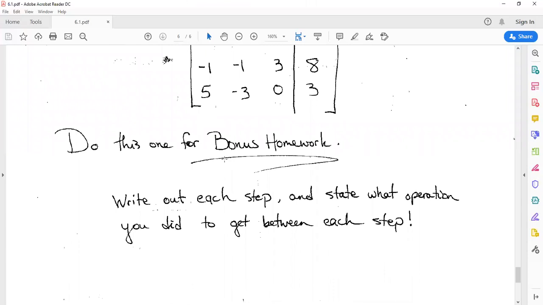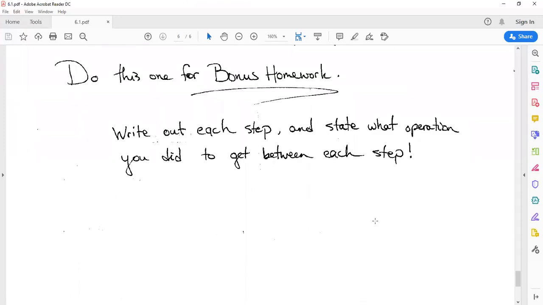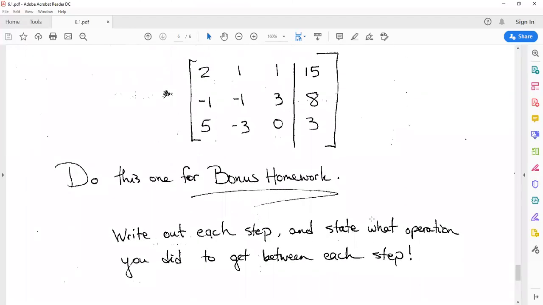But I'd like you to really do it seriously and write out each step and state exactly what operation you did to get between each step. So awesome. Have fun with that one. It should be a pretty good exercise for you to get real strong at this matrix manipulation that we're doing.